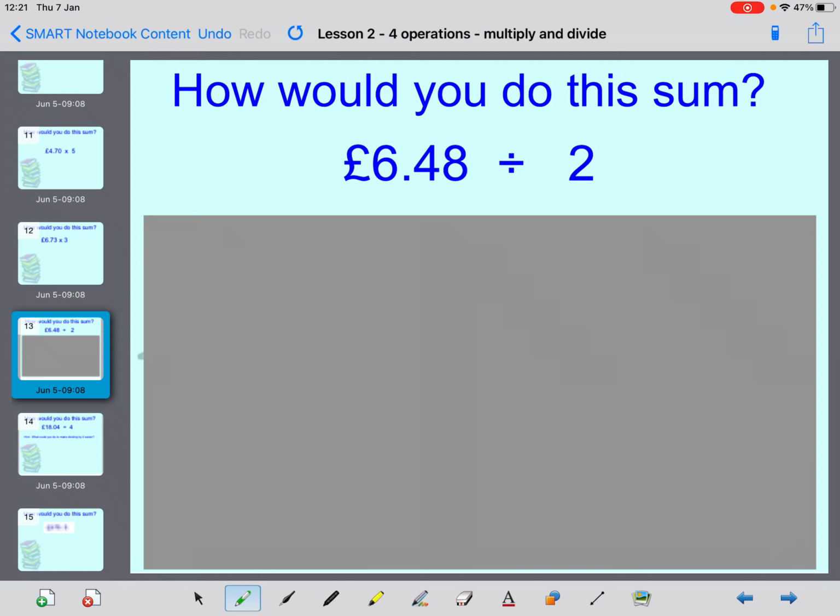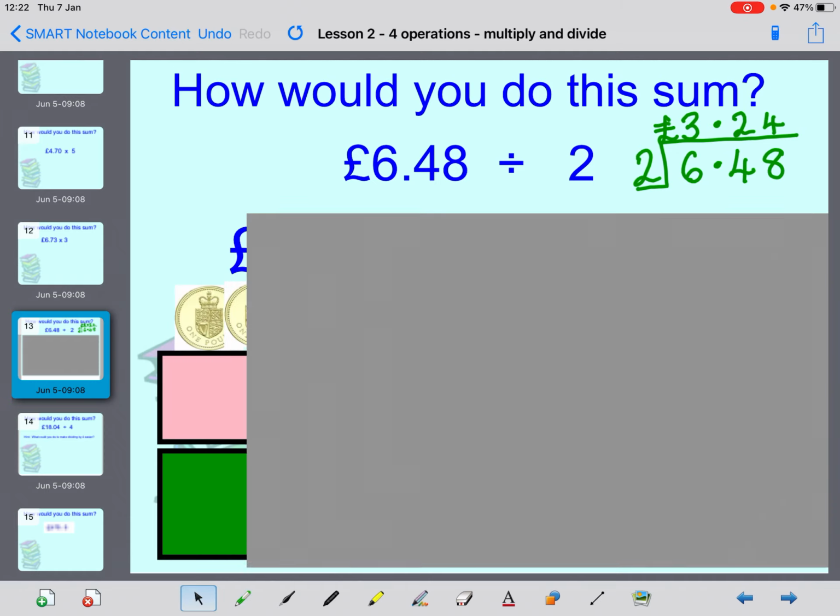Okay, so mums and dads at home, if you've got someone sitting with you, they might be showing you that they did it like this when they were at school. How many 2s are in 6? How many 2s are in 4? How many 2s are in 8? And remember, we're working with money, so we're going to put the pound sign on like that.